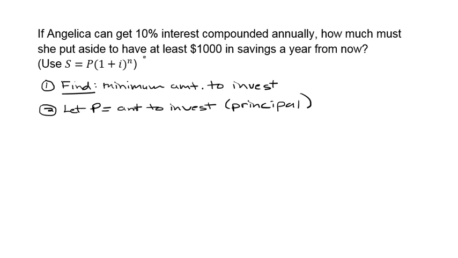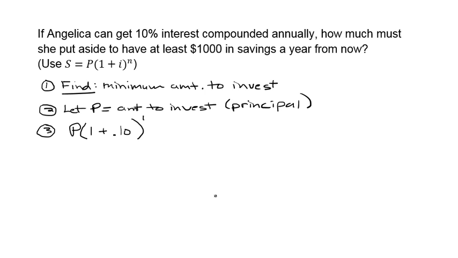So I'm going to use this formula to calculate how much I'm going to have in my account at the end of 1 year. I'm going to start with P, and then in the parentheses I'm going to have 1 plus I. Here's my interest rate. 10% as a decimal is 0.10, and then I'm going to raise that to N, which in our problem is 1 because we're investing it for 1 year. So that's going to be a 1.